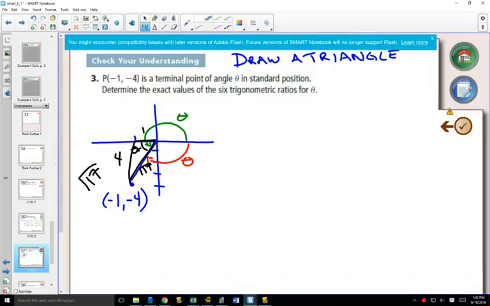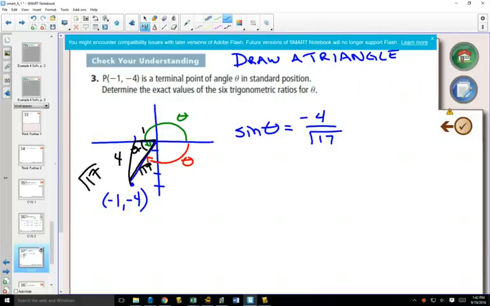Now, it says to write out the 6 trig ratios for theta. What's sine of theta going to be? Opposite over hypotenuse. What's our opposite? 4. What's our hypotenuse? Square root of 17. Is sine positive or negative in quadrant 3? Negative.